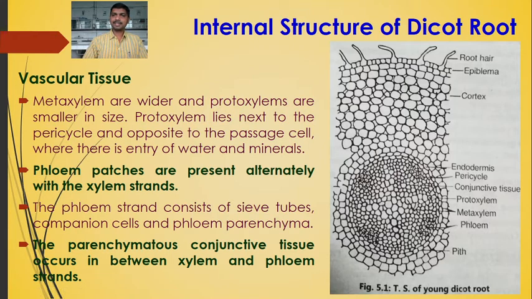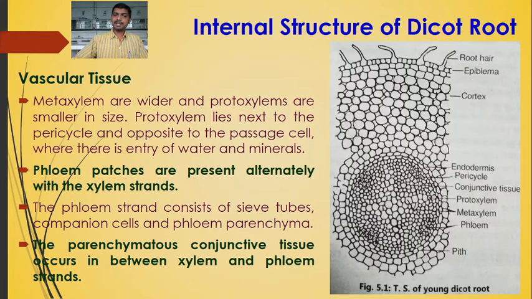The phloem strands consist of sieve tubes, companion cells and phloem parenchyma. These are the components of the phloem that we studied in the types of tissue. This is the complex tissue. Phloem is a complex or vascular tissue. So phloem strand consists of sieve tubes, companion cells and phloem parenchyma.